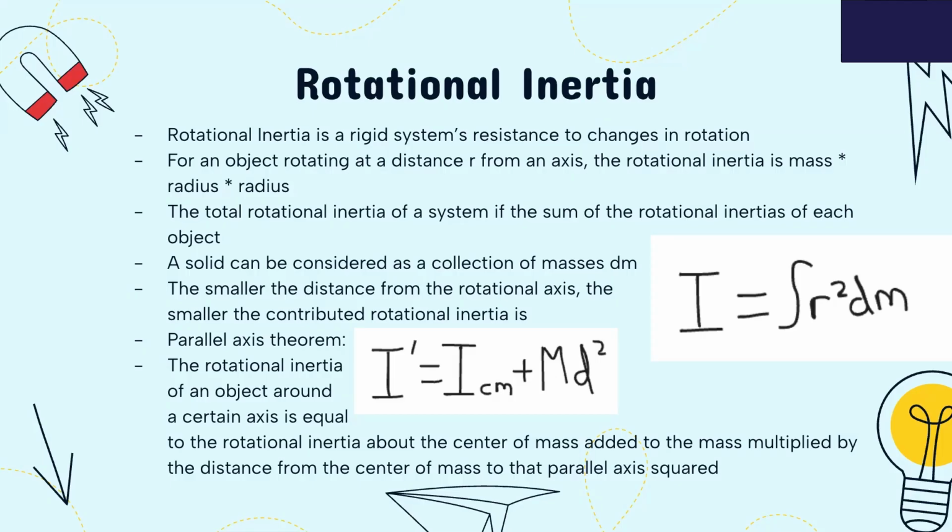So in integral form, I, rotational inertia, equals the integral of r squared dm for a mass dm and a distance r away. And the parallel axis theorem states the following: the rotational inertia of an object around a different axis, which is not the center of mass, is equal to the rotational inertia about the center of mass added to the mass multiplied by the distance from the center of mass to that parallel axis squared. So the new rotational inertia equals the rotational inertia about the center of mass plus the total mass of the system times d squared.